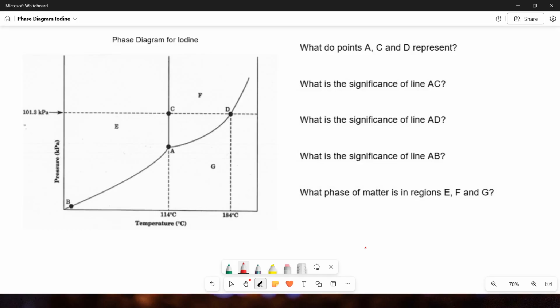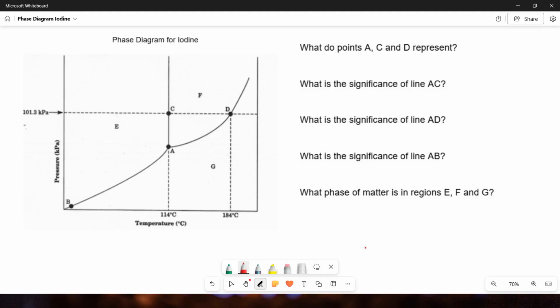Hi Chem Peeps, this is the third and final video on phase diagrams. This is a phase diagram not very specific as far as values for temperature or pressure for iodine. We're just discussing the different points that we can find on the phase diagram.